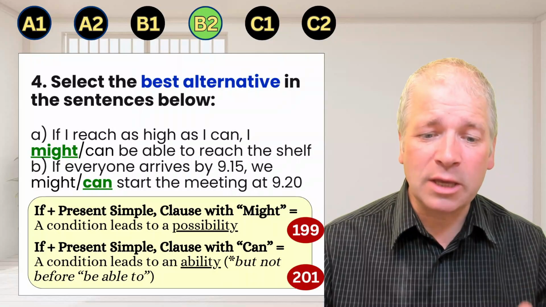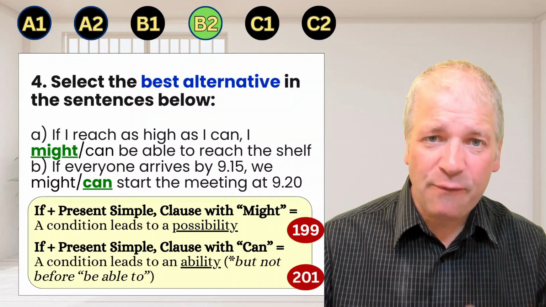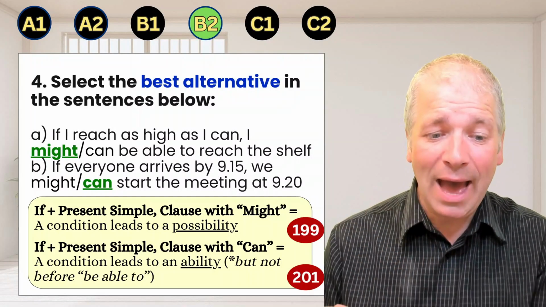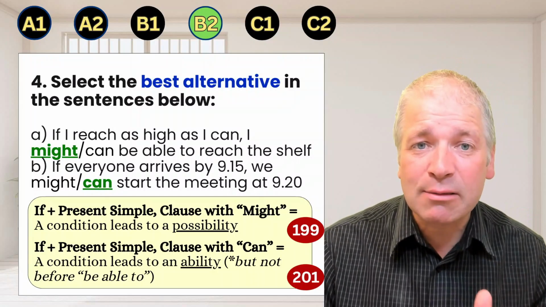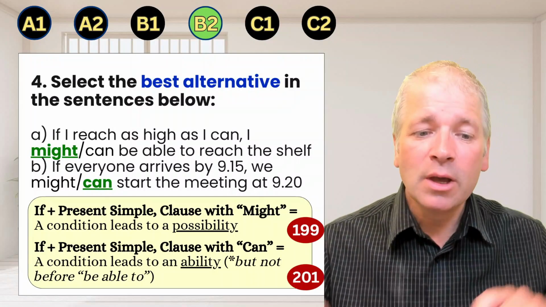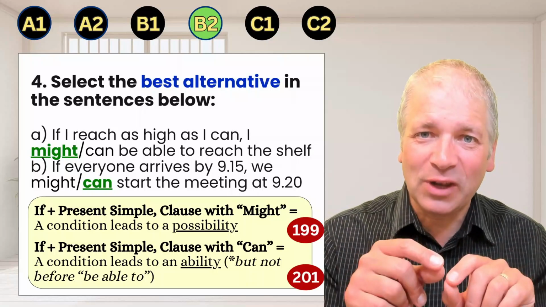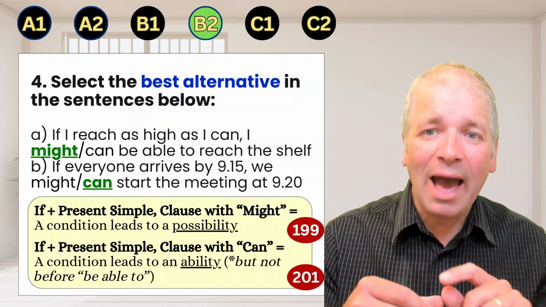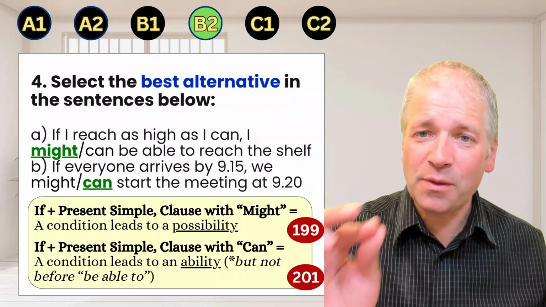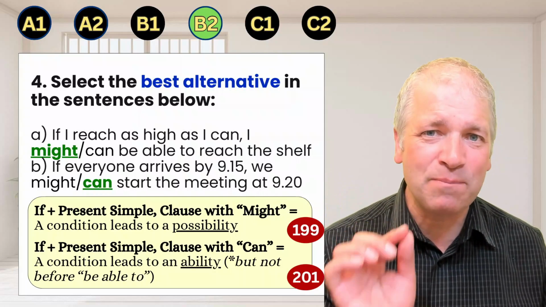In B, though, we use can. When we use if and present simple and a clause with can, this is for a condition that leads to an ability. So everyone is there at 9:15. As a result, we have the ability to start the meeting at 9:20. So can is best here.